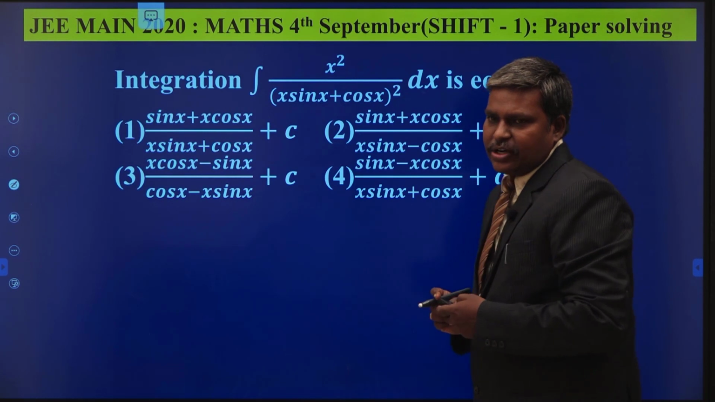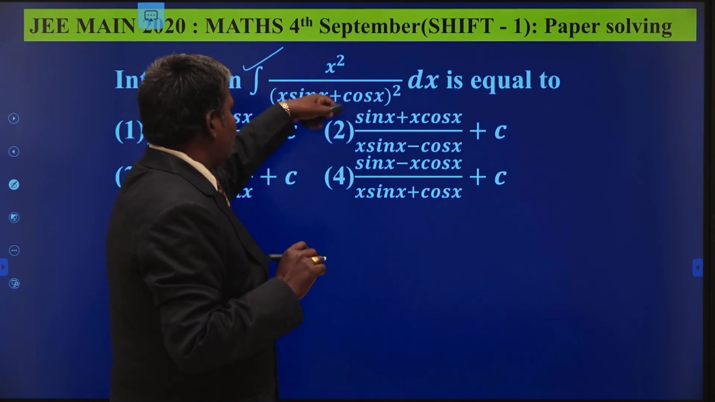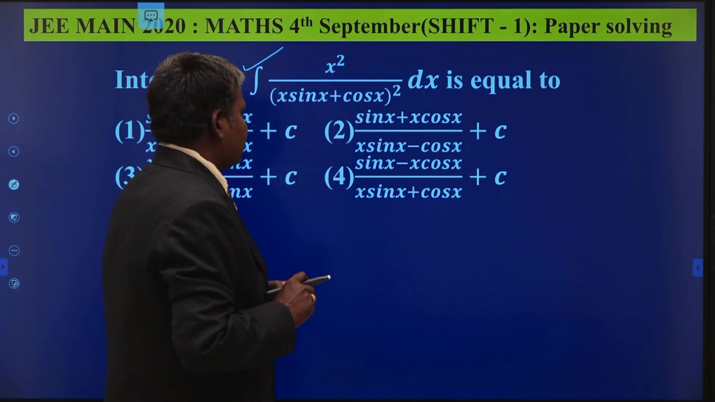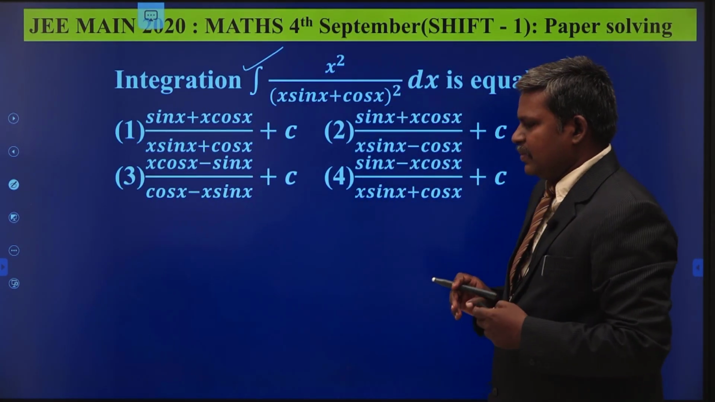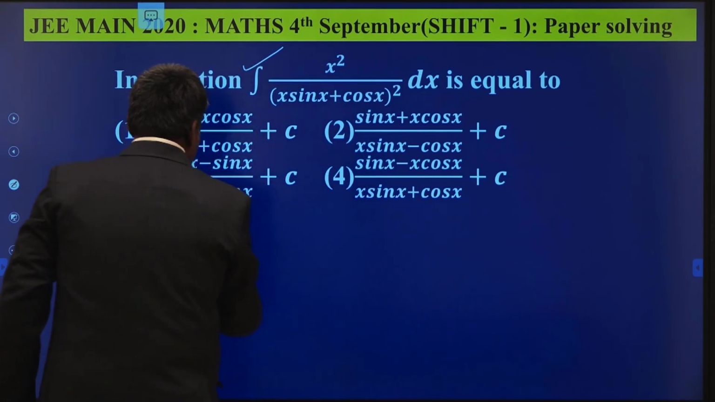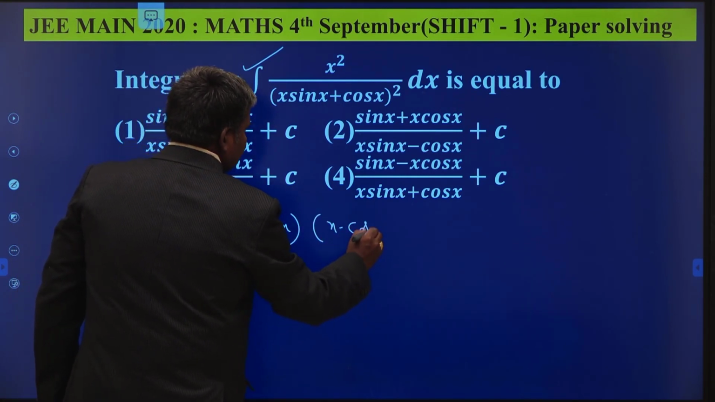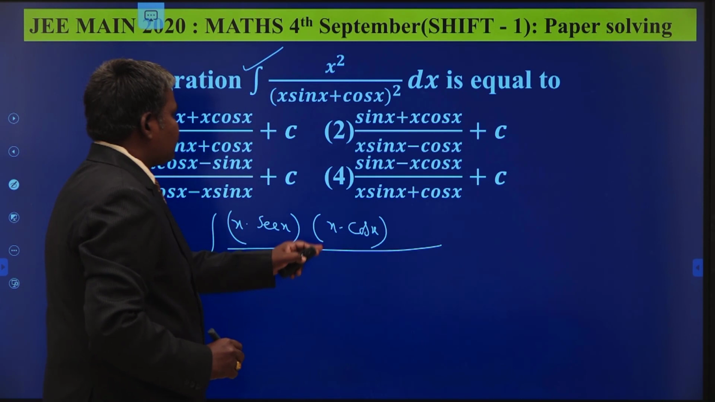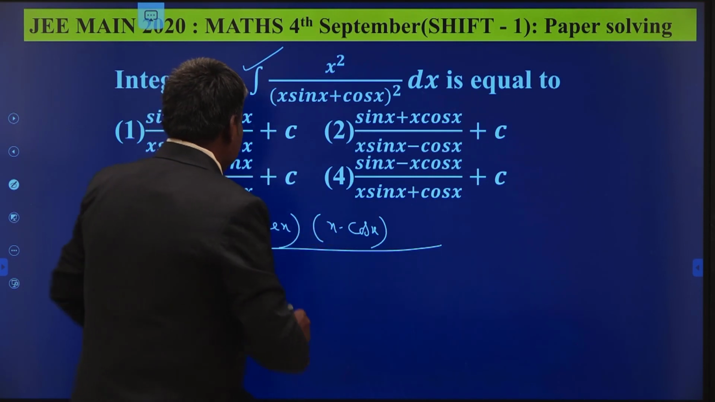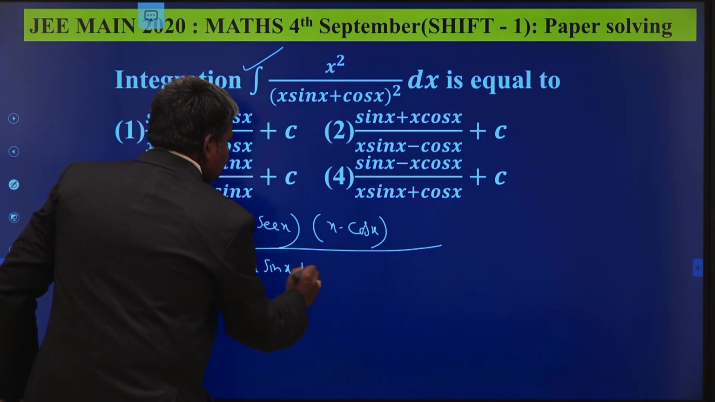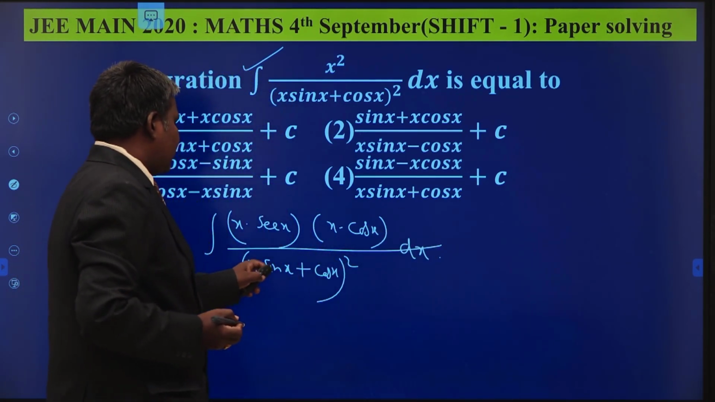So, this is a question related to integration. In every textbook you have this question: integral of x^2 by (x sin x + cos x) whole square dx. In every JEE book this question will be there. It is a direct question they are asking. This can be written as x secant x times x cos x. This is a very familiar problem. Why should you write it in this manner? The derivative of the denominator under the square should be x cos x, because we have (x sin x + cos x) whole square dx.